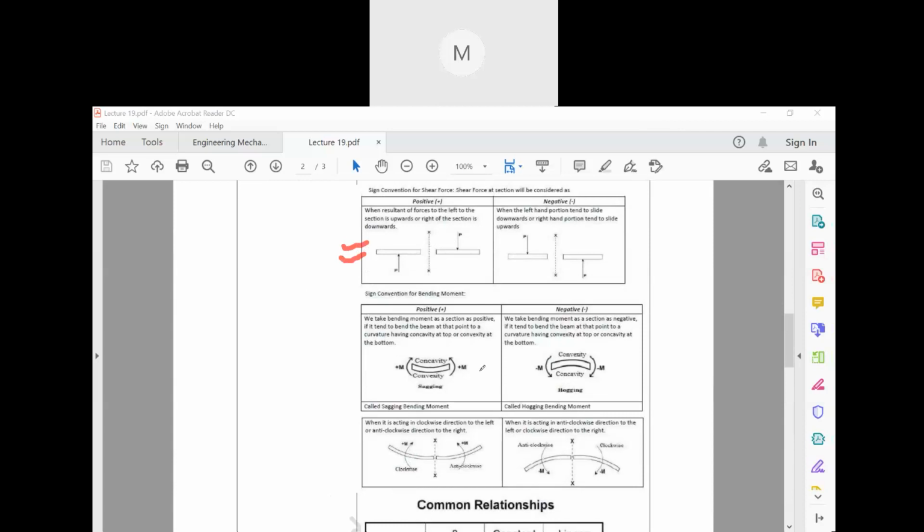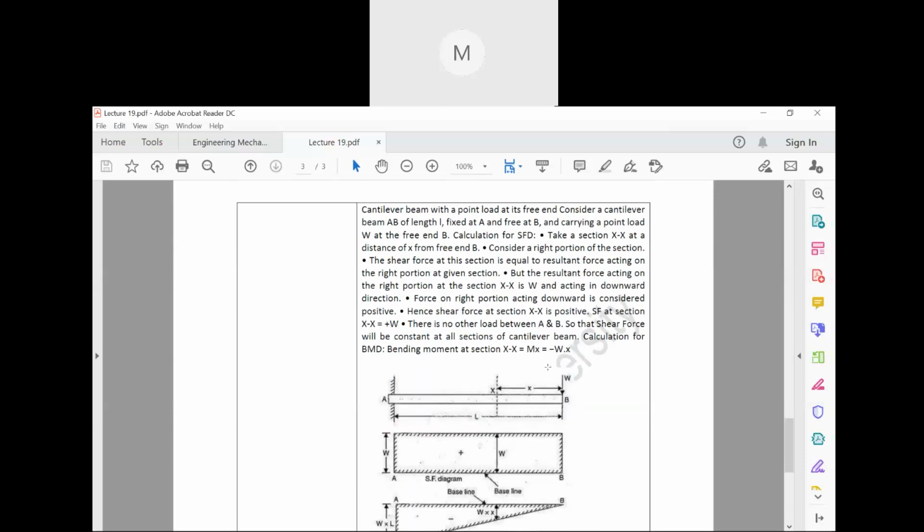in shear force, what happens? Look, this side is coming down and the section is to the left, right? Now here also this is coming down and the section is towards the left. That is why the SF, shear force, is positive.